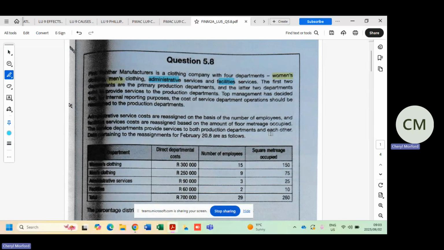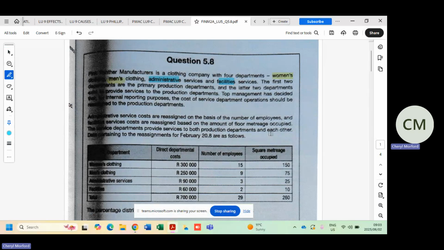End of story. Then when it comes to the step method, we realize that the service departments not only provide services to the production departments, but also to each other. So that's what we call interdepartmental services. So in this case, the admin department would provide services to the women's and the men's clothing, but they would also provide service to facilities. And then similarly, facilities would service both the production departments as well as the other service department being admin.